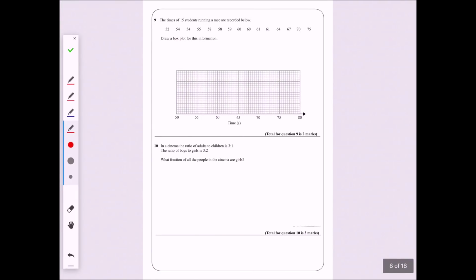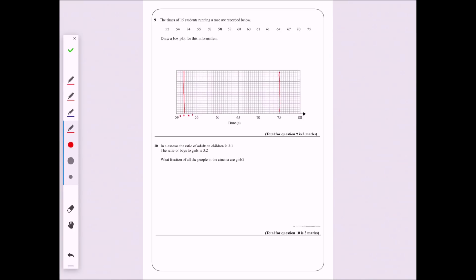Question 9. It says the times of 15 students running a race are recorded below. Draw a box plot. So a box plot starts with the lowest value. Now you've got to be careful with the scale again here. So if you look, there's 2 little squares per one. So 51, 52, 53, 54, 55. So 52 is going to be on this line here. The top line is 75, so that will go on this line here.